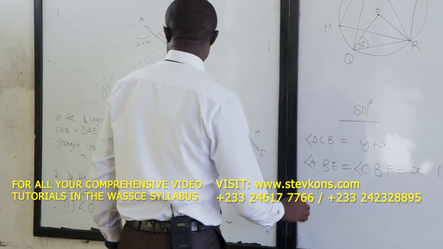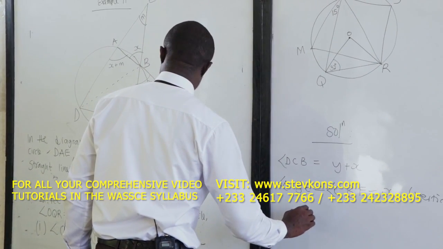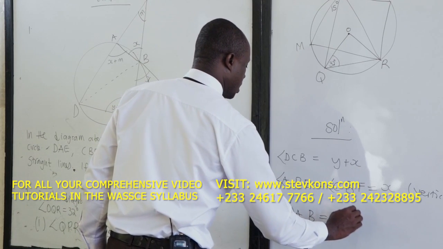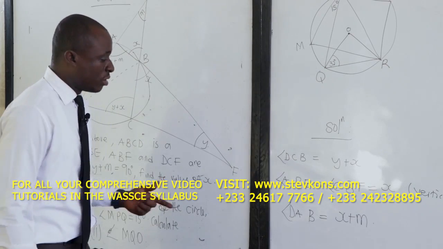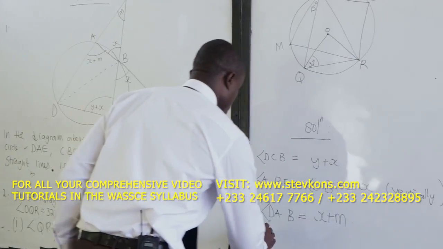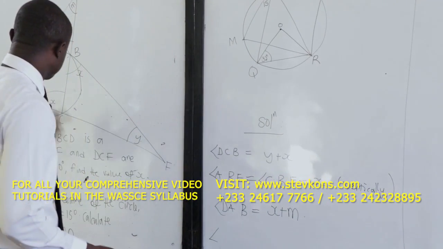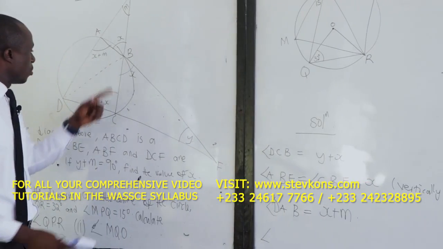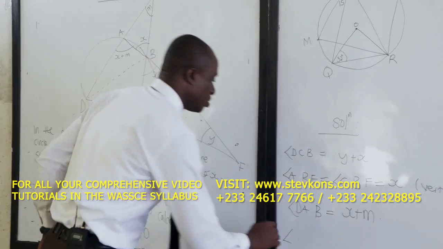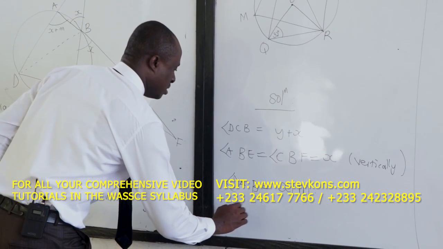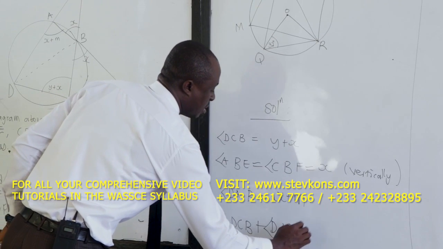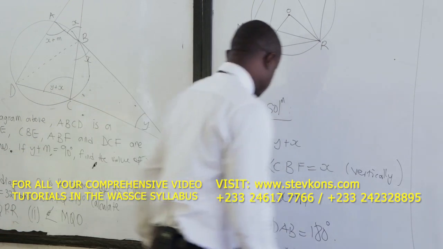Now, we can also say that DAB is equal to x plus m. Why? The sum of the opposite interior angles equals the exterior angle. Now, what do we know? The sum of the opposite angles from a chord at the circumference is 180. So the angle here plus the angle here is 180. So we are saying that DCB plus angle DAB equals 180 degrees.